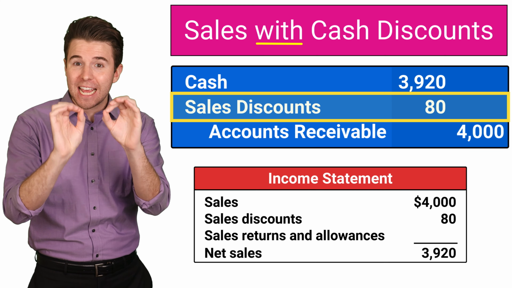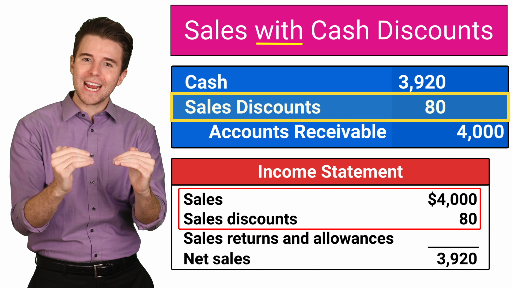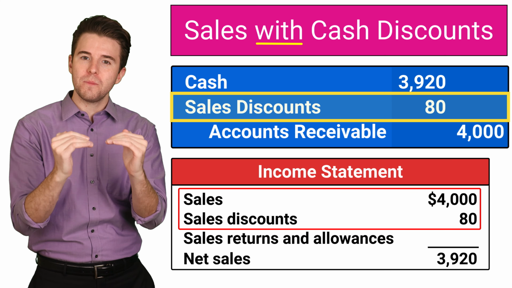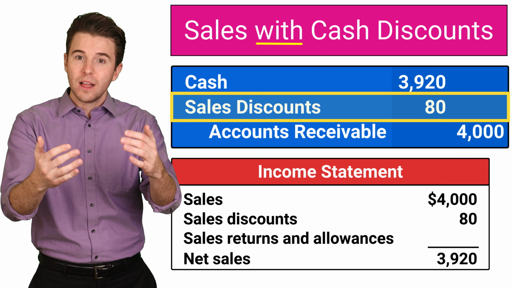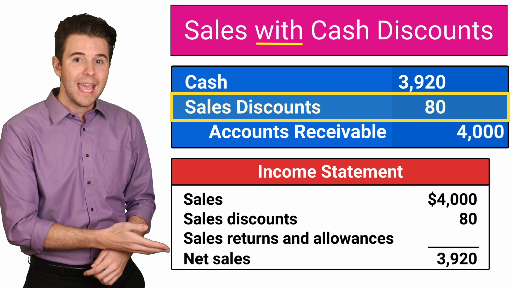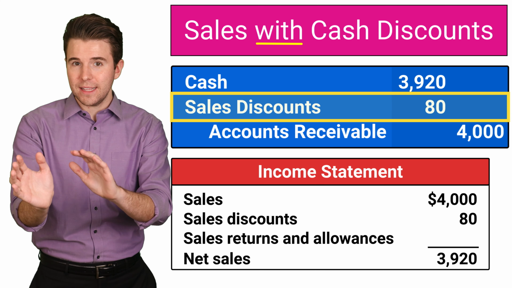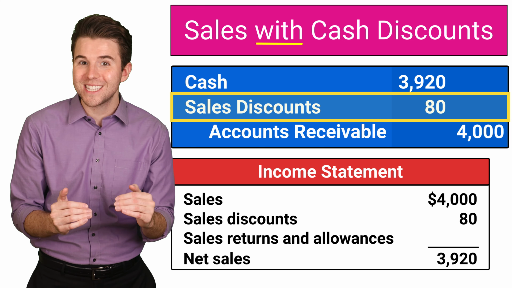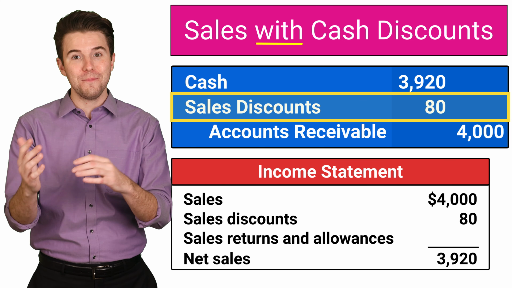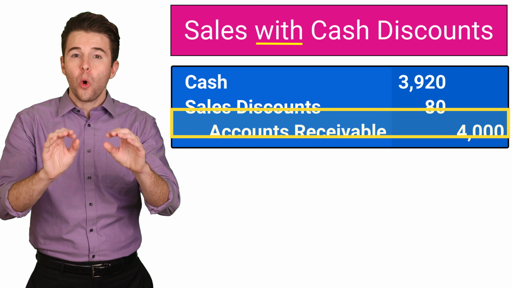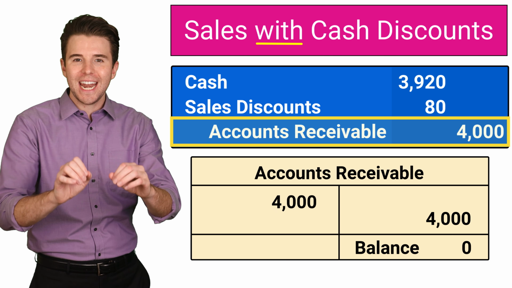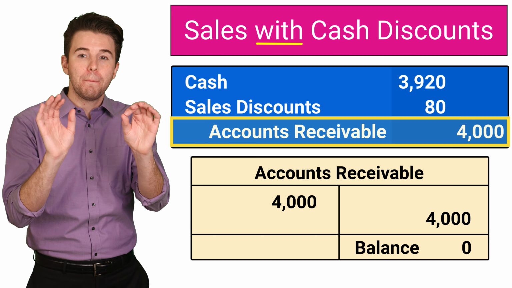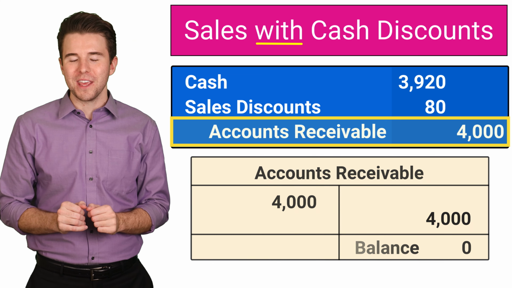This means that sales discounts is subtracted from the sales when computing net sales. The sales discounts account is increased through debits, like we did in this entry, and has a normal debit balance, which is subtracted from sales, which has a normal credit balance. Last, we credit accounts receivable for $4,000 to reduce that asset account to zero because the buyer no longer owes us money.